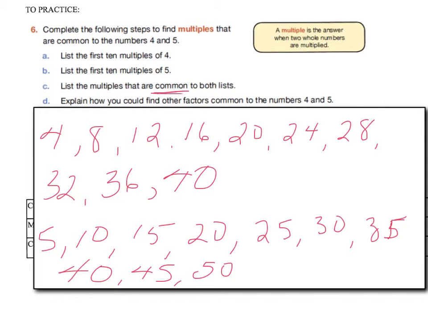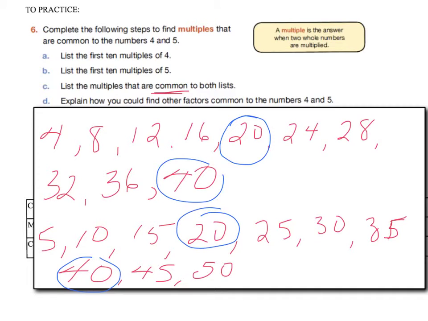Multiples that are common between the two. So what are numbers that are the same? Well, 12 isn't the same, 16 isn't the same. I'm looking for numbers that end in 0 and 5 in here. So this ends in a 0, 20, and 20. And 40 and 40 are the only common multiples between those two. So 20 and 40 are the only ones that are common.